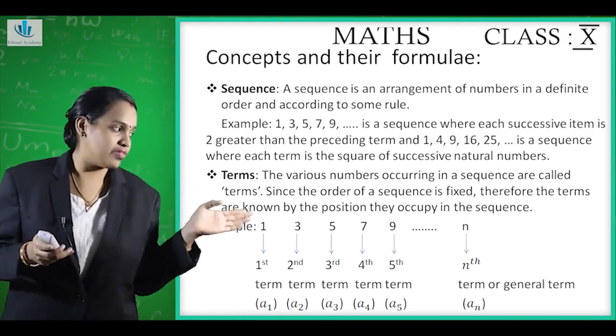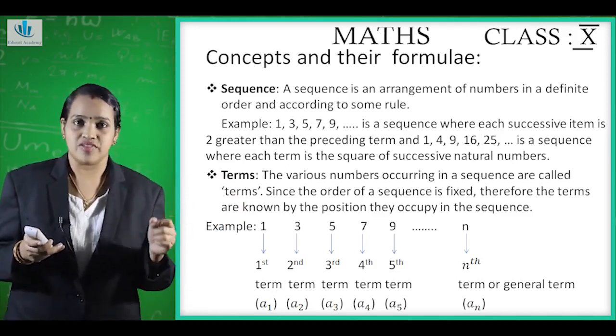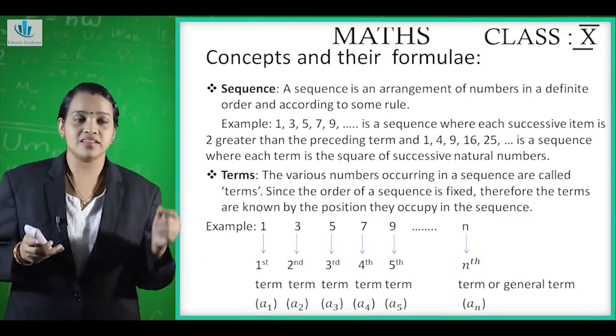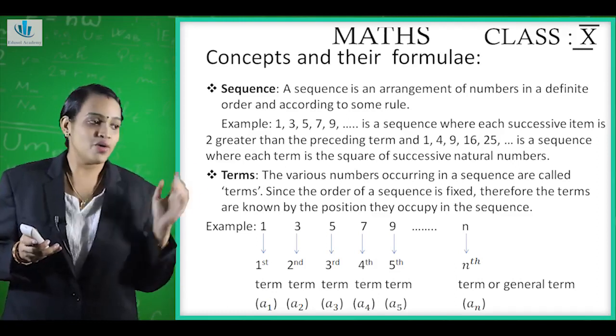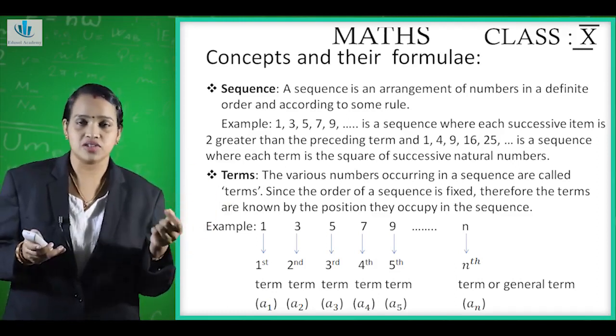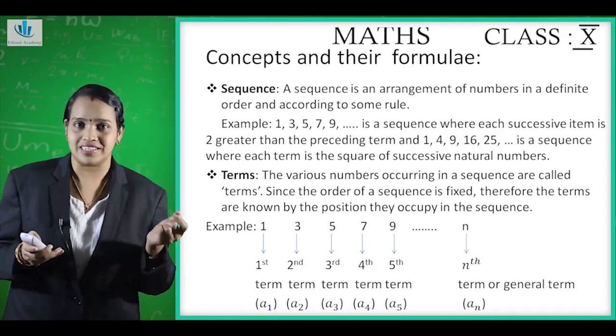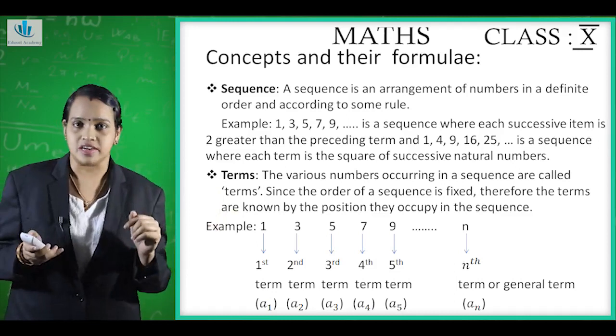Similarly, let's take one more example: 1, 4, 9, 16, 25 and so on. Now you can see the natural numbers, we are squaring them and we get 1, 4, 9, 16, 25. Here also we are following a certain rule, right? Okay. Now the second concept is terms.